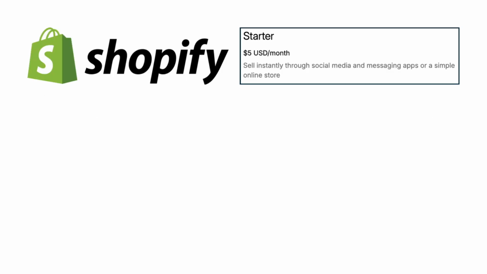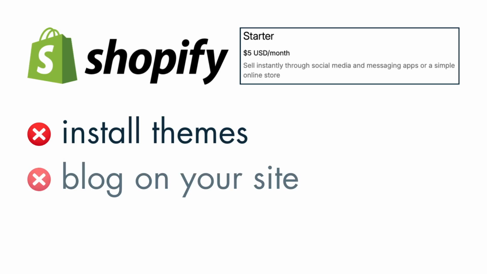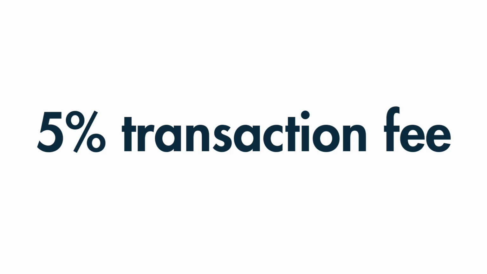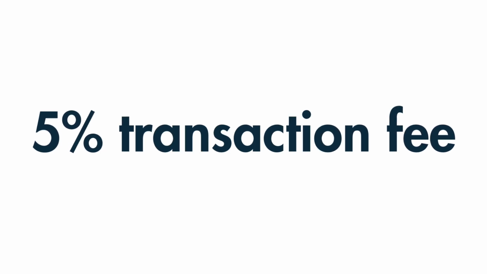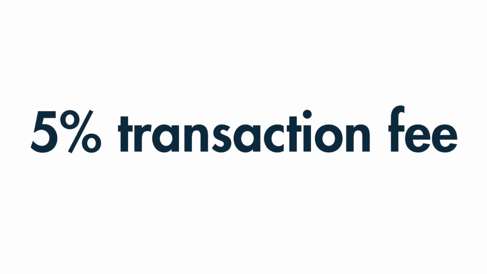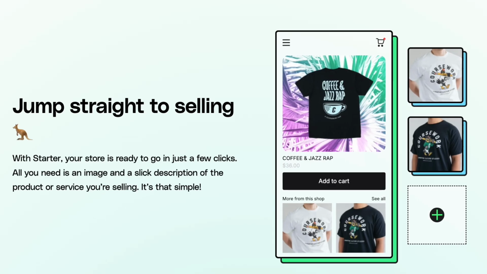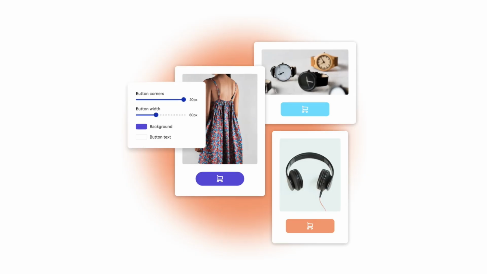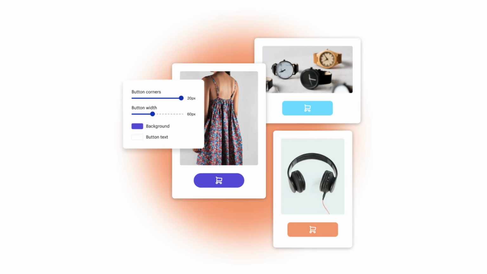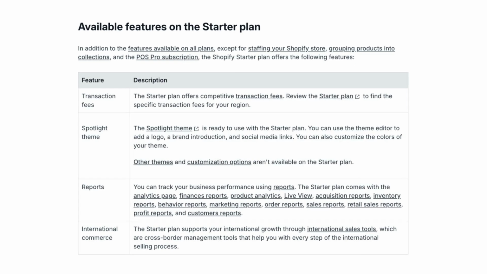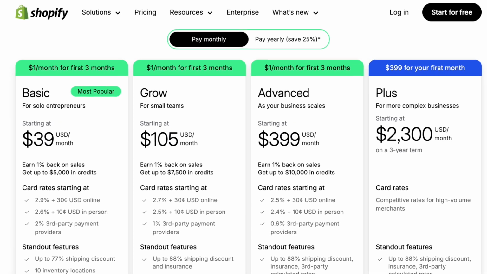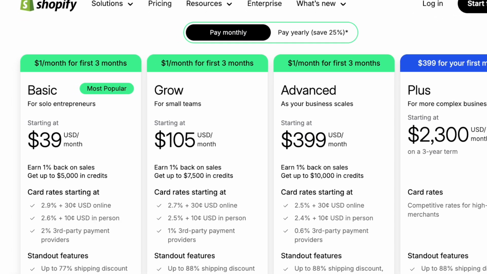The Starter plan doesn't let you install themes, blog on your site, or do much in the way of general customization. And there's a significant hidden cost to consider on this plan in the form of a 5% transaction fee on every sale. Ultimately, the Starter plan is fine if you're happy with a very simple storefront or you want to list products on an existing website. But the lack of features available on this plan and its significant transaction fees often nudge users in the direction of Shopify's more professional plans.